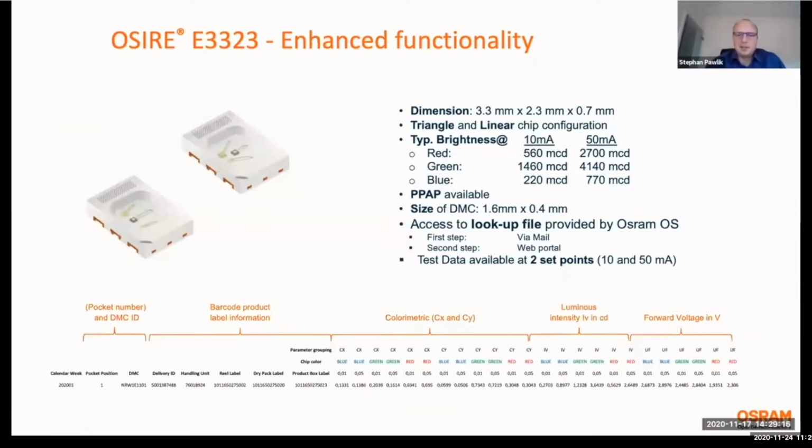Moreover, these data are not only available at one measurement point, they're available at 10 and 50 milliamps, increasing the accuracy of the applications requiring a wide brightness range. The package itself has a low height of only 0.7 millimeters and a common anode approach to achieve a narrow out-coupling area. In terms of performance, it can be driven at 50 milliamps up to 110 degrees Celsius.